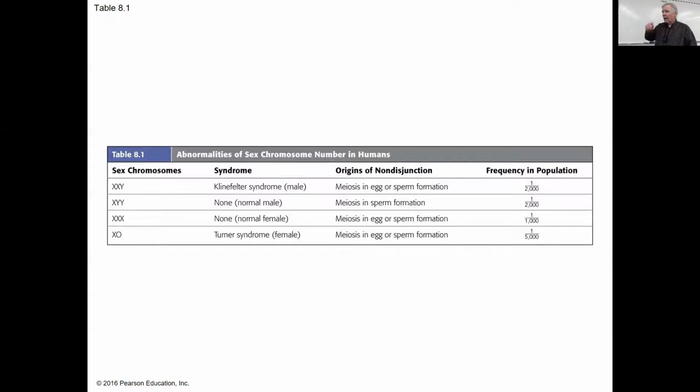Then XYY. Now here's the only instance where this must have happened in male meiosis. Remember, I told you that these non-disjunctions usually happen in females, but they can happen in males. And this obviously had to have happened in a male, right? Because there's two Ys, and females don't have a Y chromosome, so it couldn't happen in a female. Okay, so they're pretty much normal.